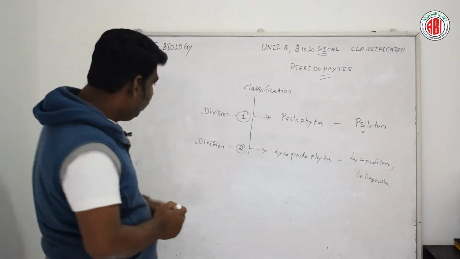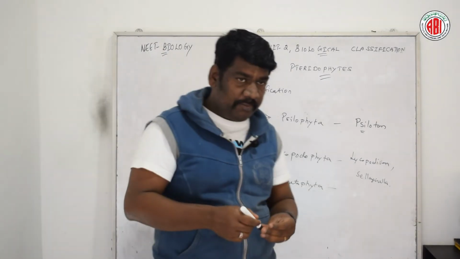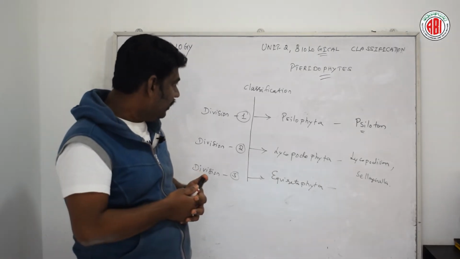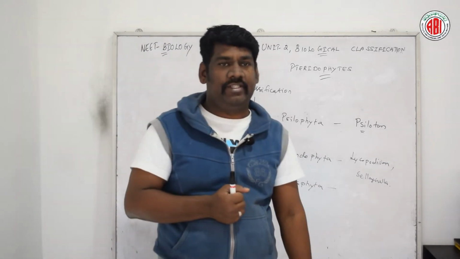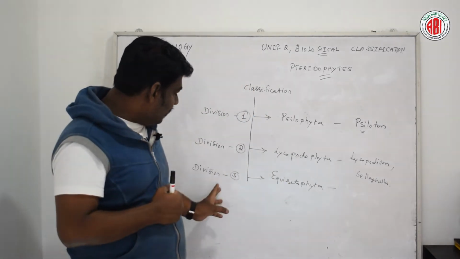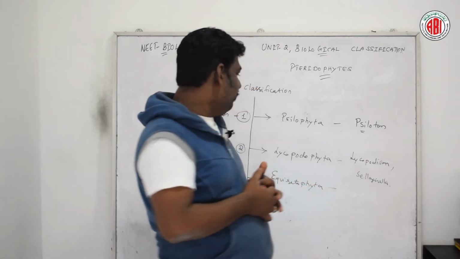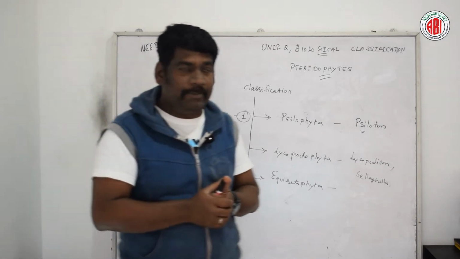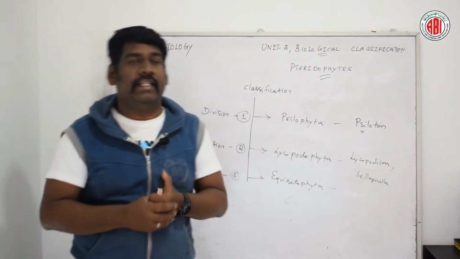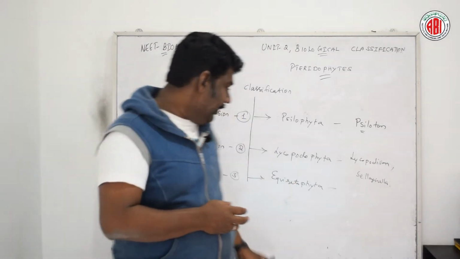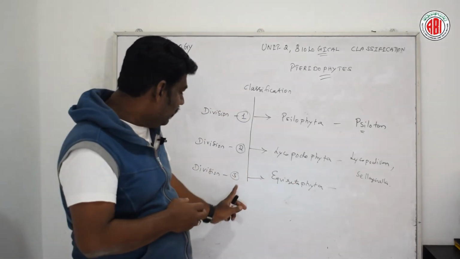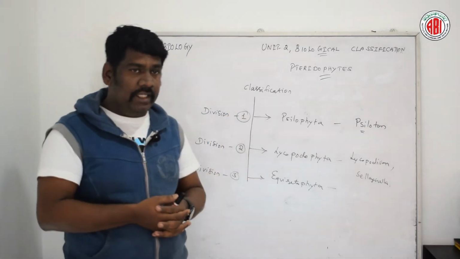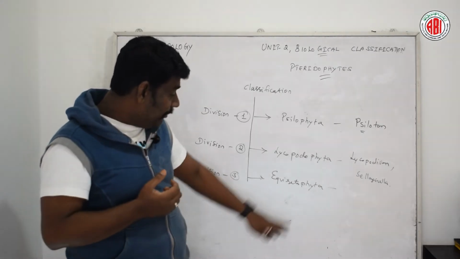Now let us talk about division 3, the third division under the category of Pteridophytes. In this division we see plant species that come under the category called Equisetophyta. So Equisetophyta is the third type of division seen under the category of Pteridophytes. Now let us talk about these particular species.